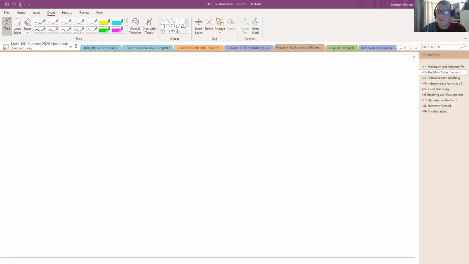All right. So what we're going to look at now is a brief overview of the mean value theorem. The mean value theorem essentially says this. So this is 4.2, the mean value theorem.